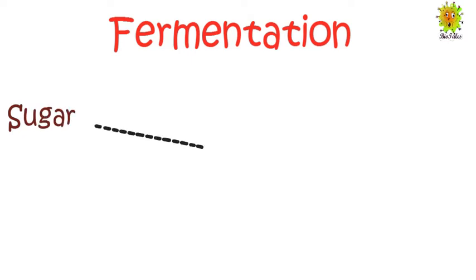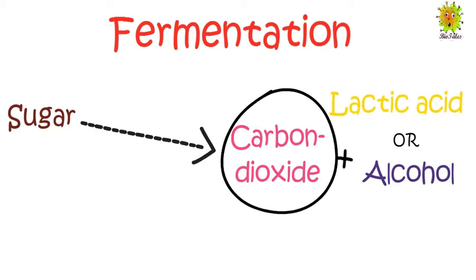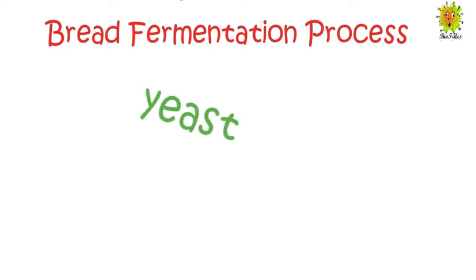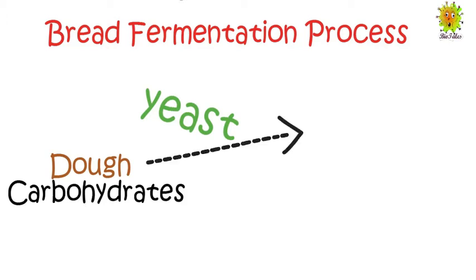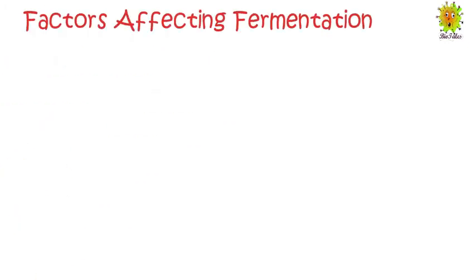Fermentation is a process that converts sugar into carbon dioxide along with other substances like alcohol or lactic acid. The release of an abundant amount of carbon dioxide is actually responsible for the rise of bread. In a bread making process, alcoholic fermentation is a common practice. In this process, yeast is added into dough that converts carbohydrate that is present in the dough into alcohol and carbon dioxide. Now, what are the main factors that affect fermentation product?